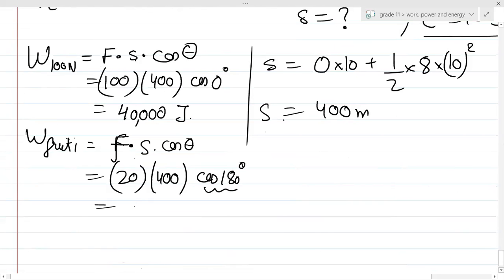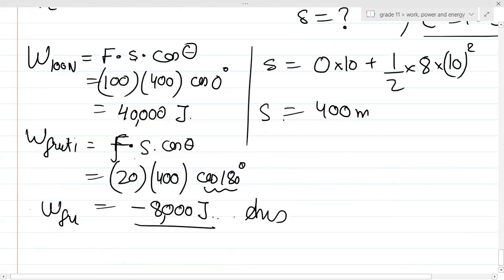Are you getting my point? So minus 8,000 joules. This is the work done by friction. Can you see it is negative? This is your answer. Here, please write it.